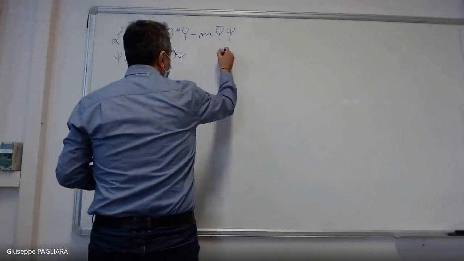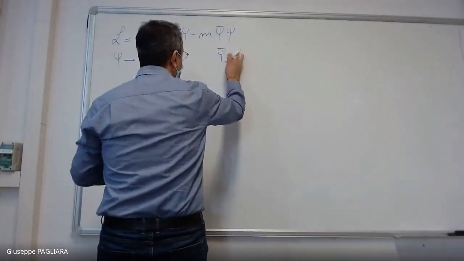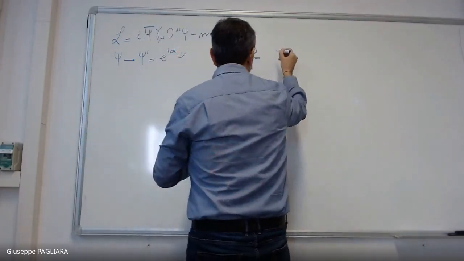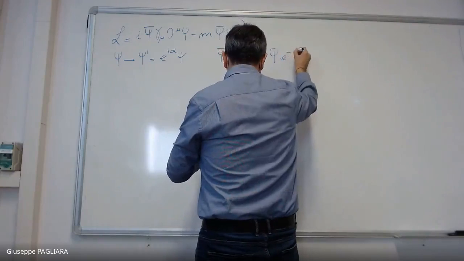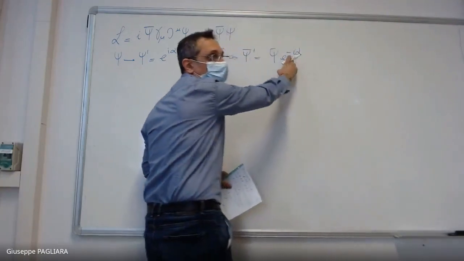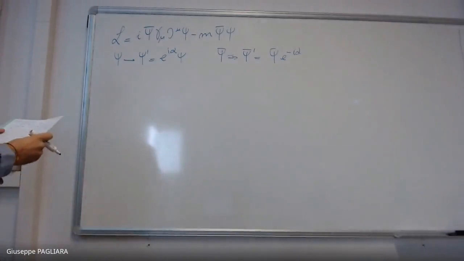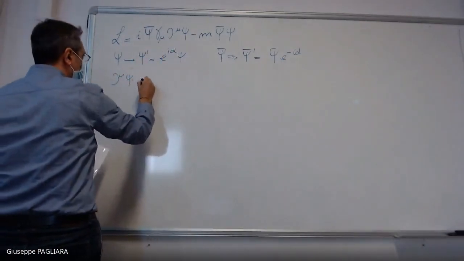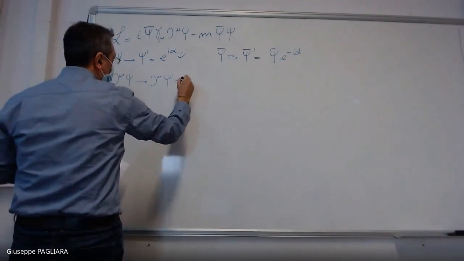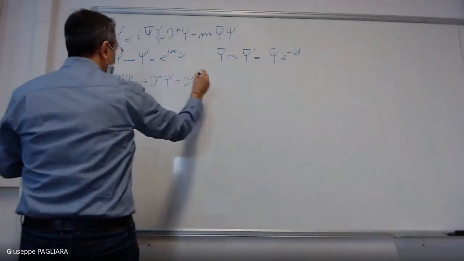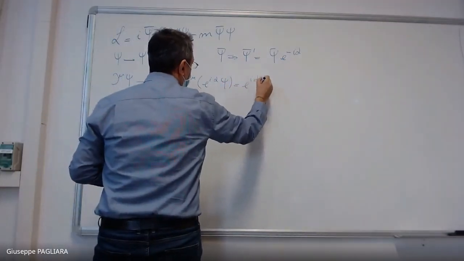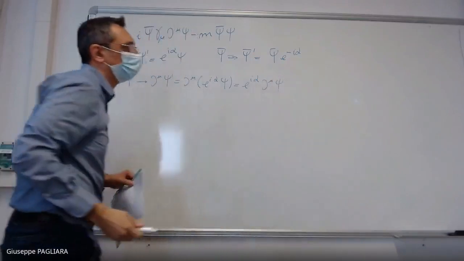Now for the adjoint spinor, ψ̄ goes to ψ̄', which is ψ̄ e^{-iα}. We put here the complex conjugate, of course. Now, what about the derivative? ∂_μψ goes into ∂_μψ', so ∂_μ of e^{iα}ψ, that is e^{iα}∂_μψ.